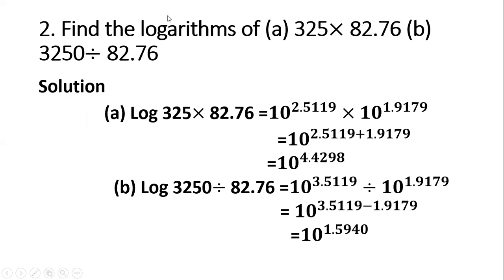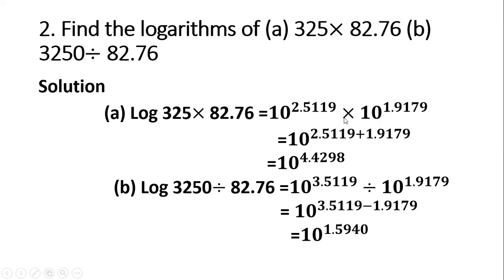Now I want to prove the multiplication and the division. Find the logarithm of A, 325 times 82.76, B, 3250 divided by 82.76. First, logarithm of 325 times 82.76. We have already gotten the logarithm of 325, which is 10 raised to the power 2.5119. We also have the logarithm of 82.76, which is 10 raised to the power 1.9179.